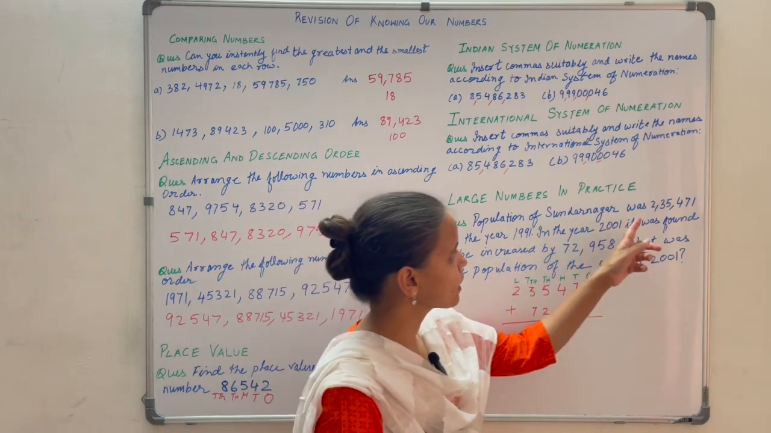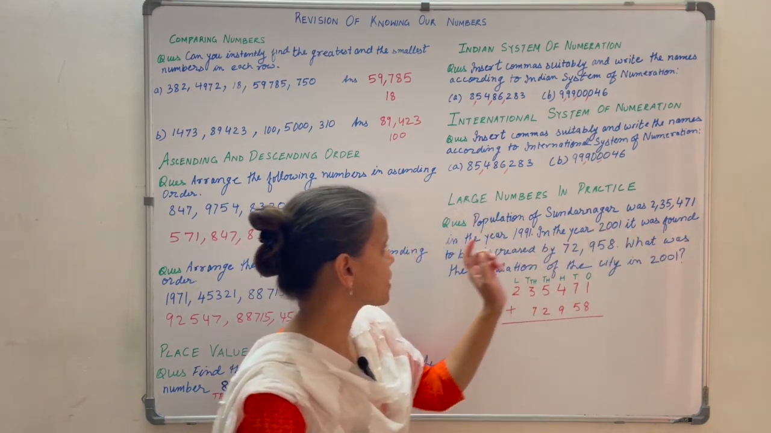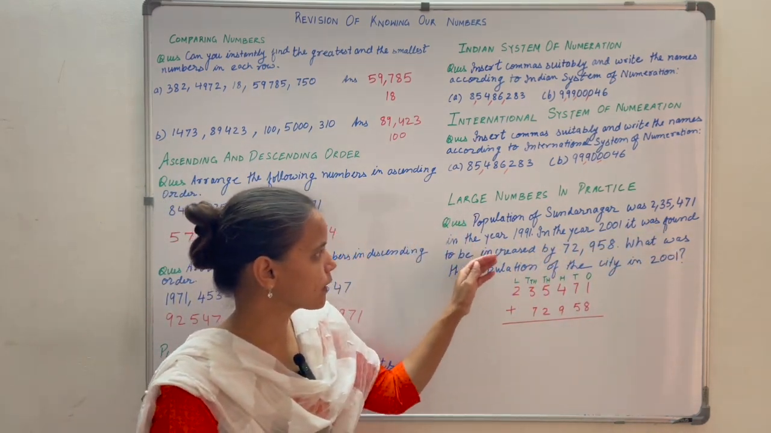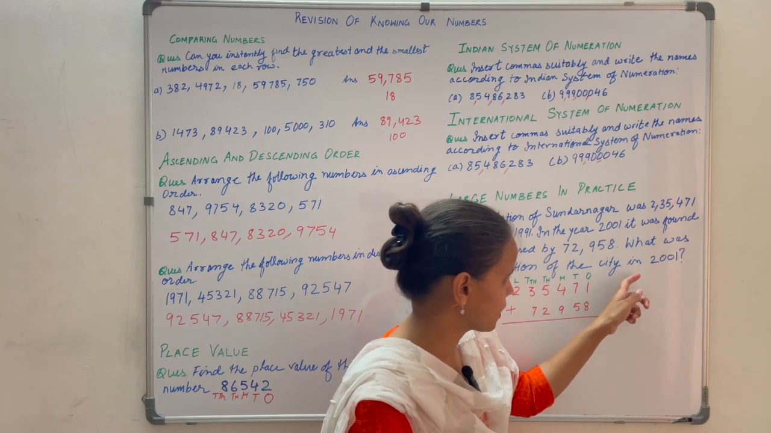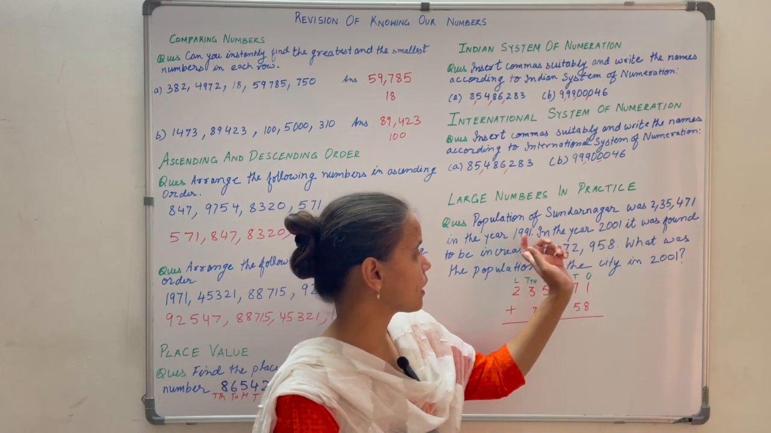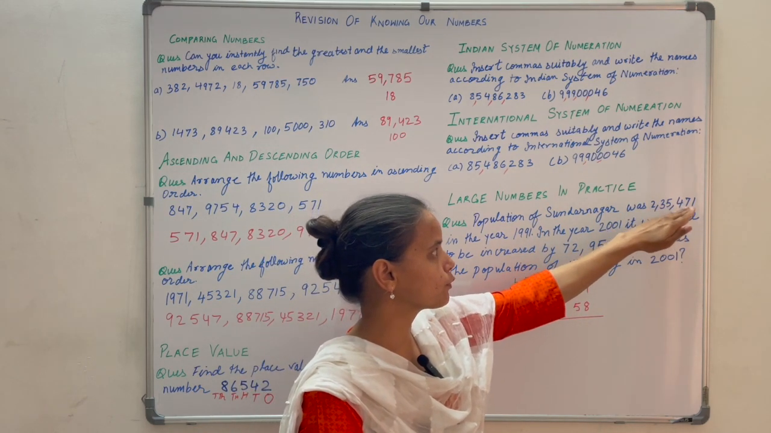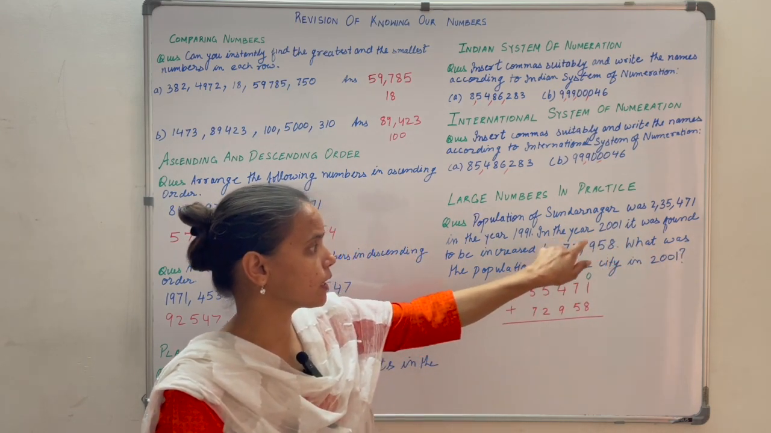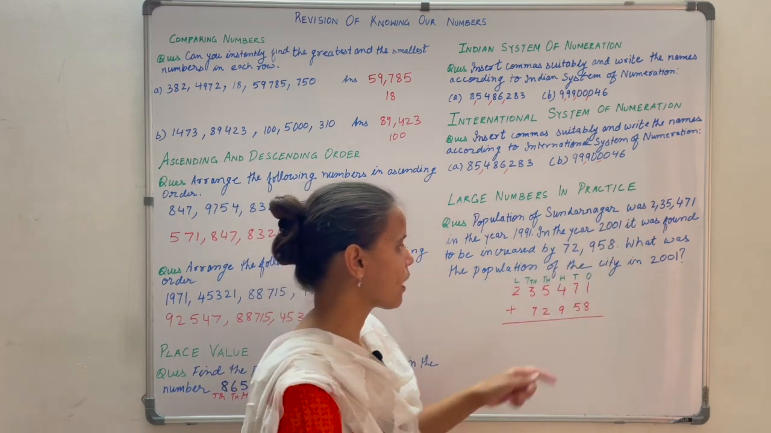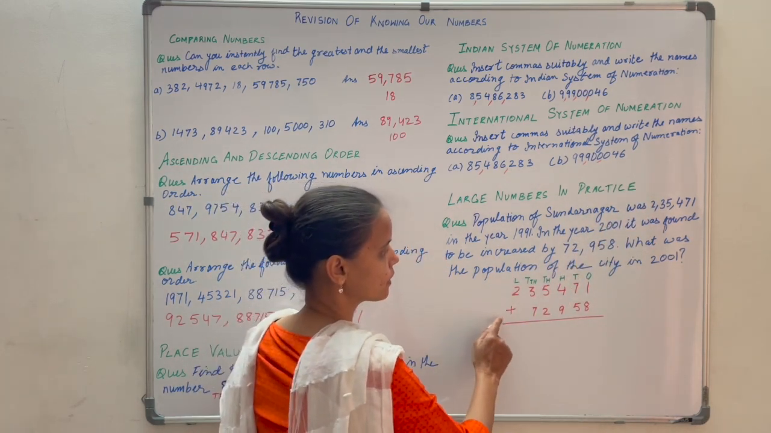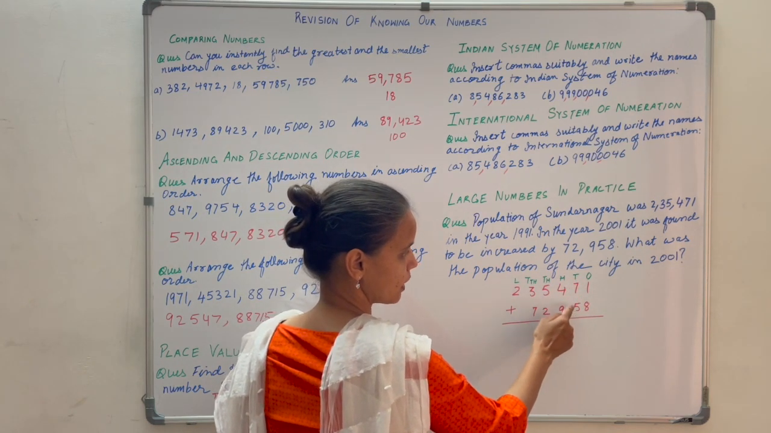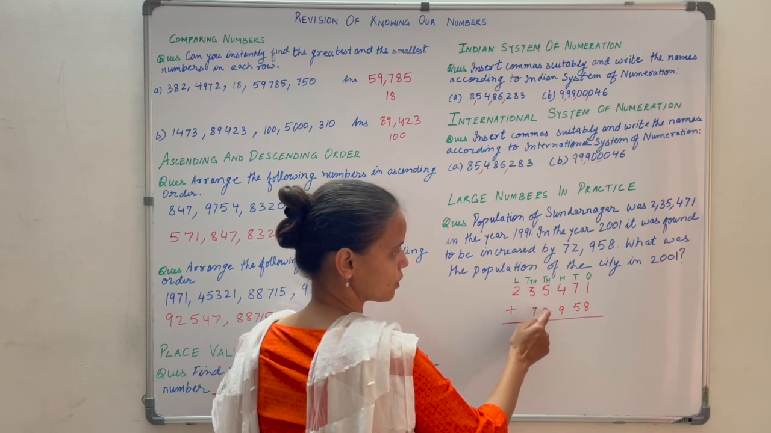Large numbers in practice. The population of Sundarnagar was 2,35,471 in the year 1991. In the year 2001, it was found to have increased by 72,958. What was the population of the city in 2001? Initially in 1991, it was 2,35,471. In 2001, it increased by 72,958. So what are you going to do? You are going to add these two numbers. When you add, make sure that you place ones digit below ones digit, tens digit below tens digit, 100 below 100, 1000 below 1000, and so on.